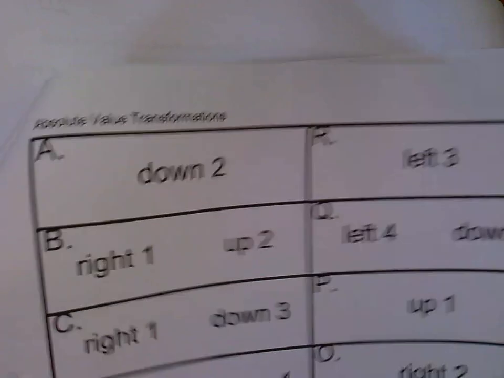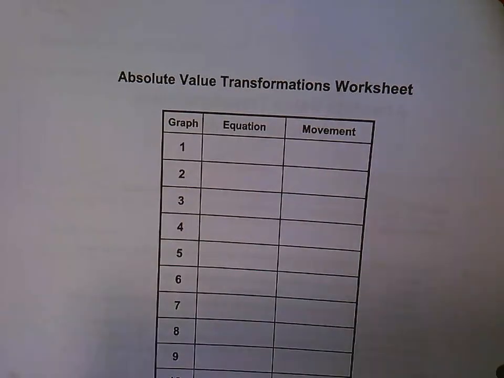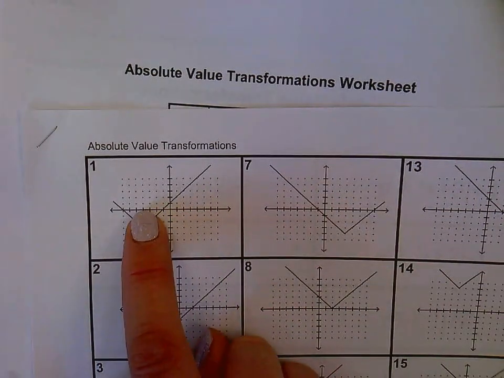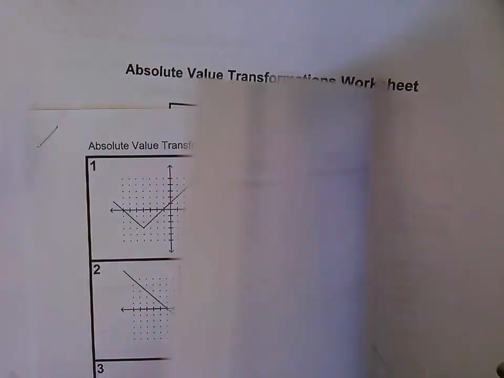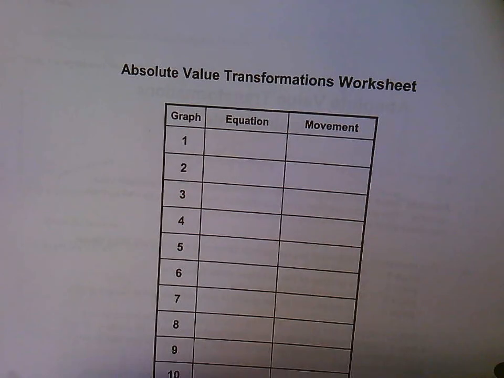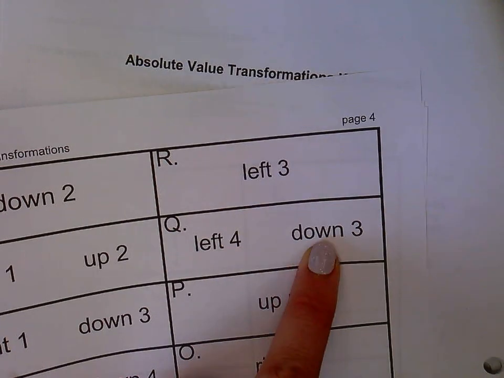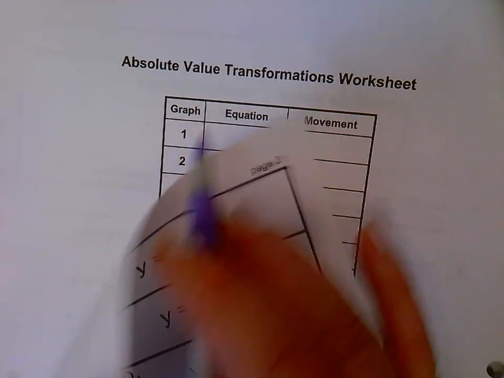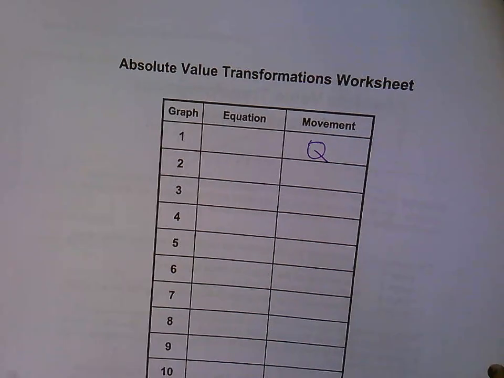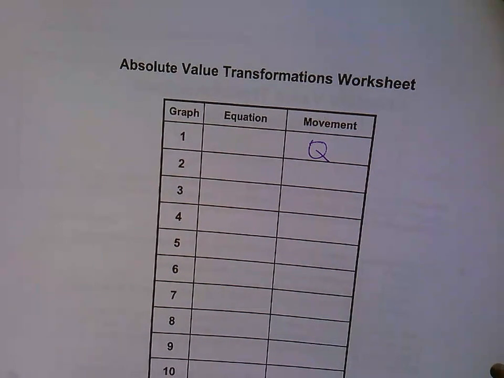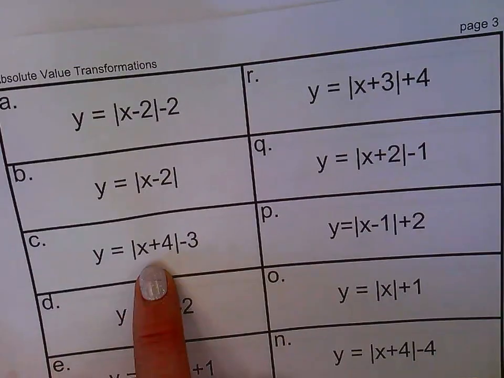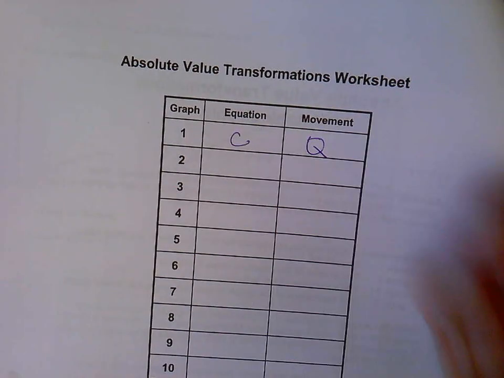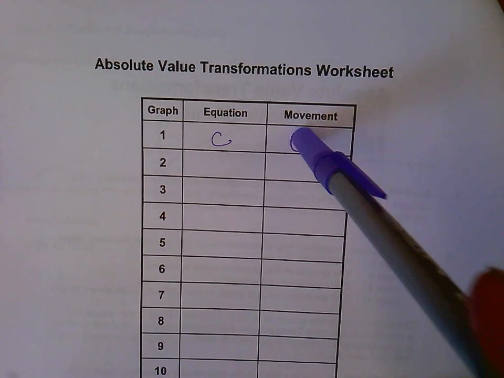So for example, this first graph has shifted left 4 and down 3. So we need to find which one says left 4, down 3. It would be Q. So we're going to write that the number 1 graph goes with movement Q. And then which one of these would go left 4 and down 3? It would be equation C. And then if you want to complete this, I can check if you get them right.